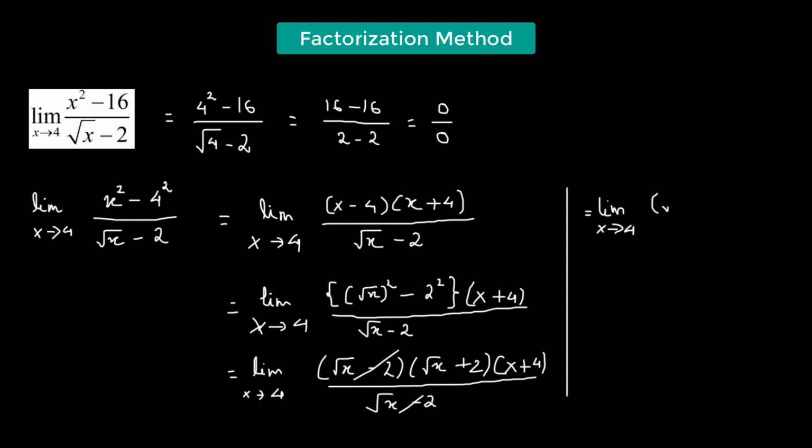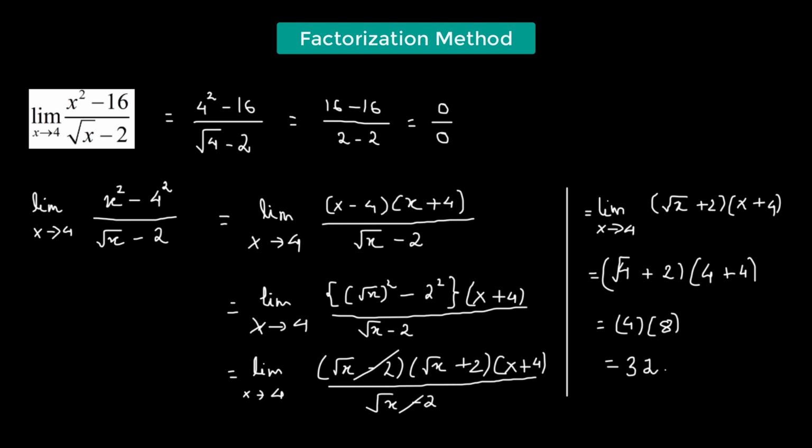So we cancel it out, and rewriting the function, that gives us limit x going to 4. Now we are left with square root of x plus 2 times x plus 4. Now we're going to do a substitution. So we have square root of 4 plus 2 multiplied to 4 plus 4. So square root of 4 will be 2. So we have 2 plus 2, which is 4, multiplied to 4 plus 4, which is 8. So the limiting value will be 4 times 8, which is 32.